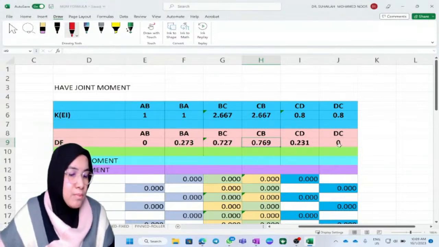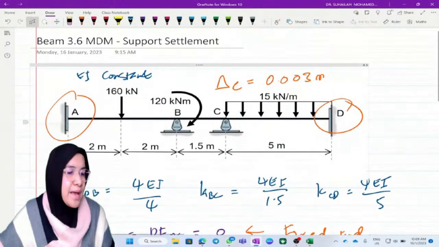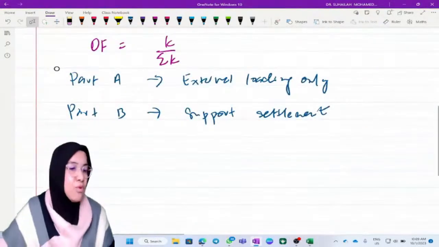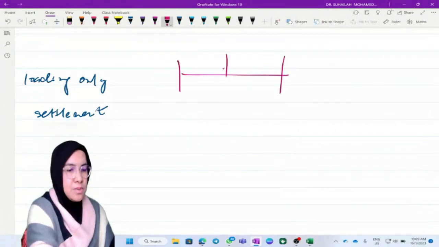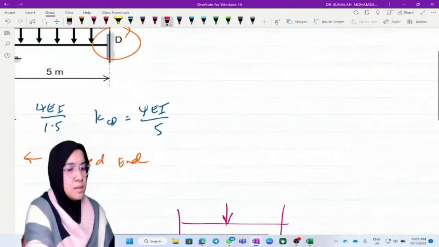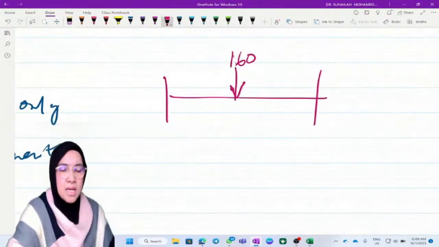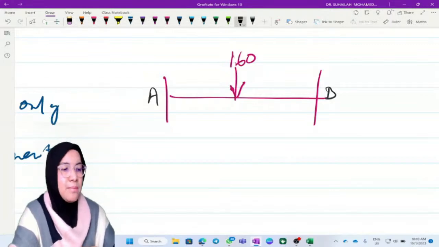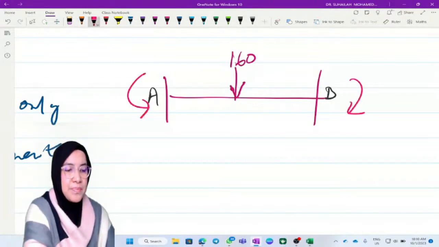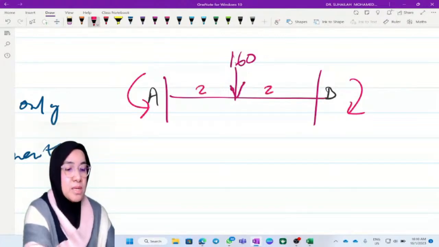Now we move to the fixed end moment. For member AB, this is A and this is B, with the load acting in this direction, so one is negative and one is positive. The point load is at the middle, 2 meters and 2 meters.